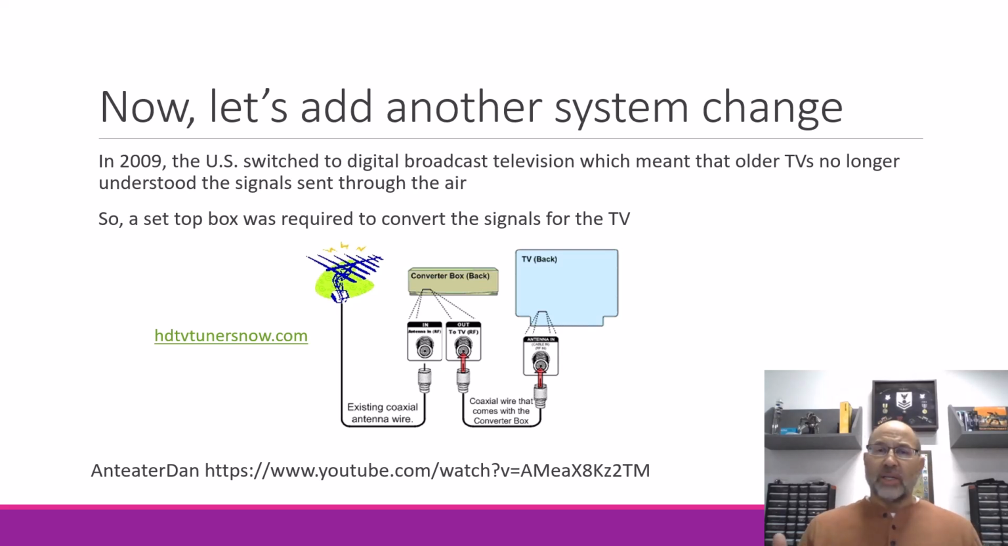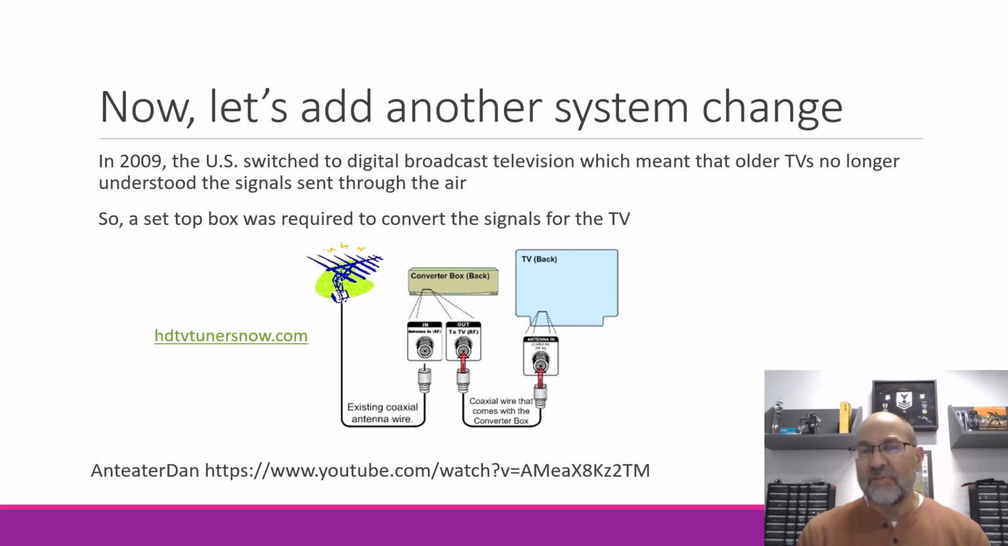Now, all of a sudden, your TV now doesn't understand what's being broadcast through the air. And so we needed another set-top box to be able to decode those channels. So now your antenna is picking everything up, but your TV has no idea how to interpret it. And so you would put this box in between the antenna and the TV, and presto, your TV now gets the data that it's used to receiving.